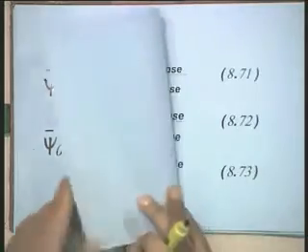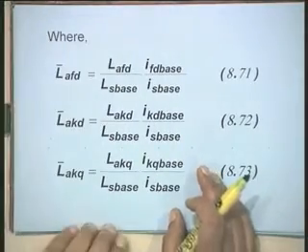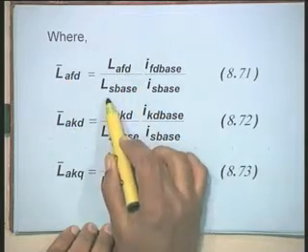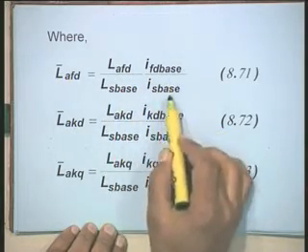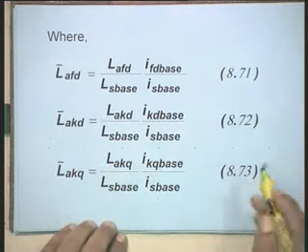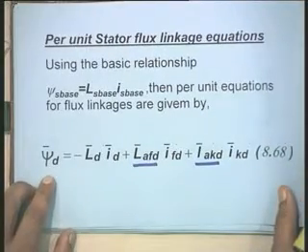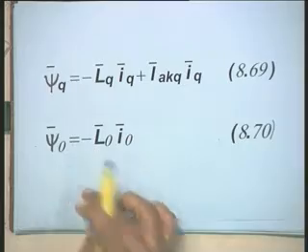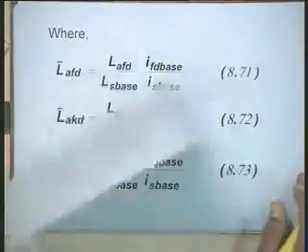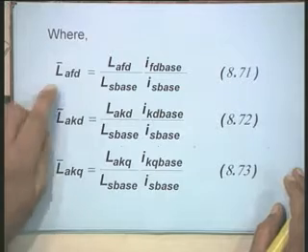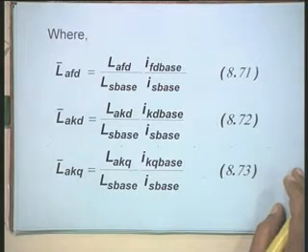Now, these terms were defined and the definitions were given like this: LAFD bar equal to LAFD divided by LS base, IFD base divided by IS base. That is, these three terms were defined, but they are basically in the stator circuit equations. You see this, the stator circuit flux linkage equations, psi D, psi Q and psi O. Therefore, in these three equations we had defined these per unit inductances. Now, these per unit inductances are the mutual inductances.